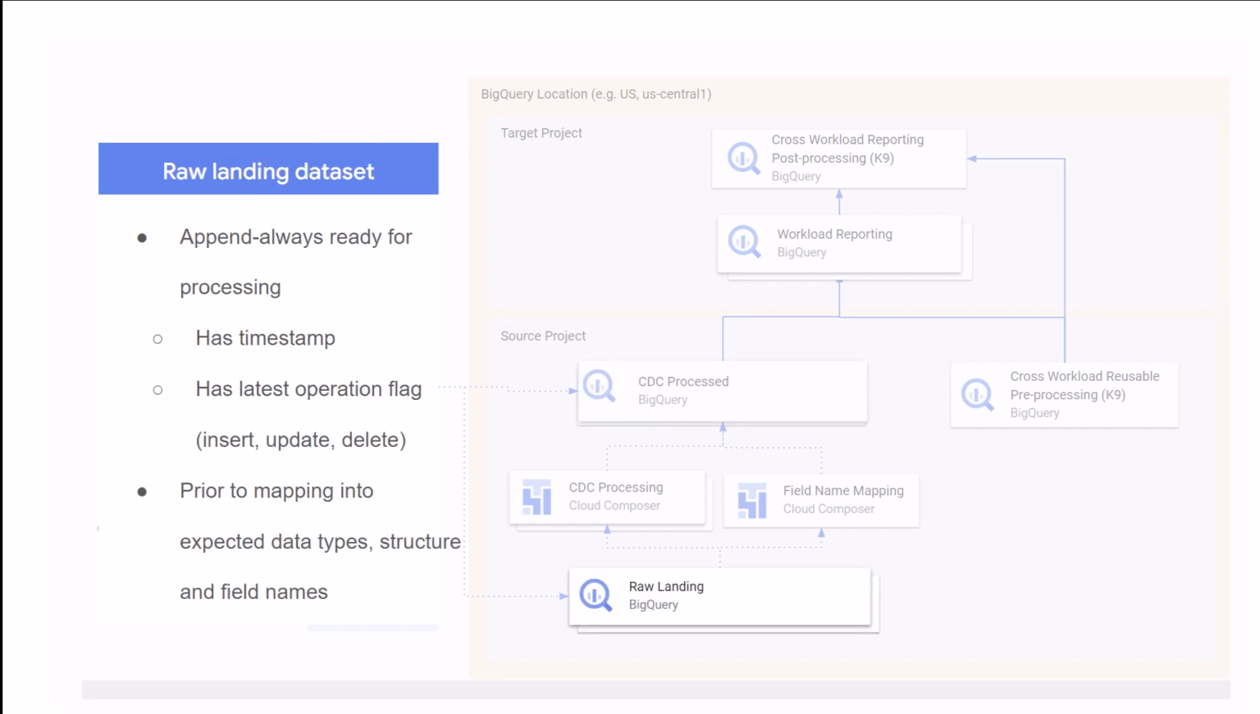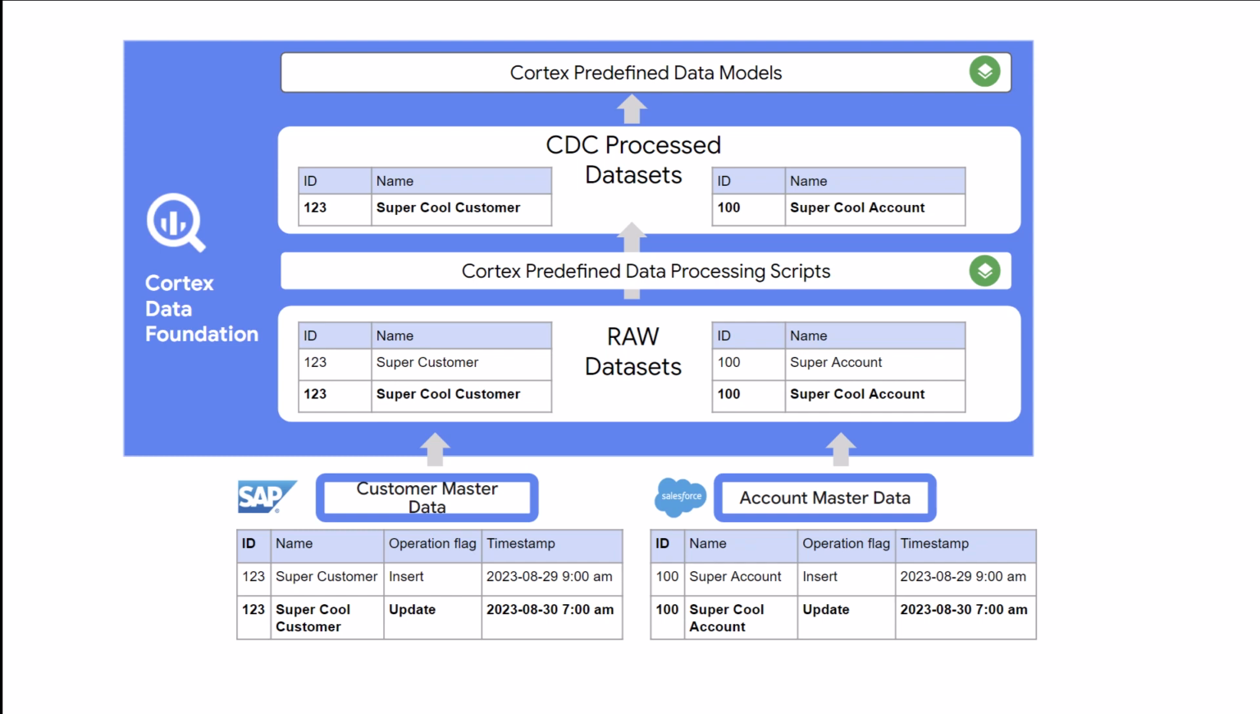Depending on the workload and the integration mechanism, you may have a dataset where the data lands into a raw landing dataset for processing before it reaches the expected format in CDC processed. Let's take SAP as an example. Some replication tools follow an append always pattern. This means every update or deletion to an existing record will be inserted as a new record in BigQuery, and you will need a script to search for the latest timestamp and operation to understand the state of that record.